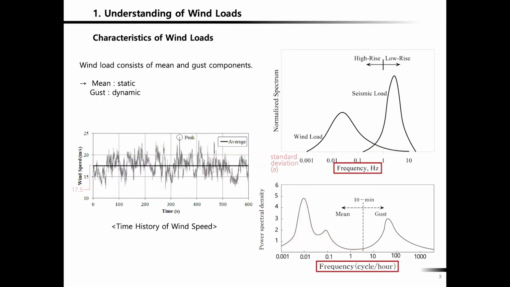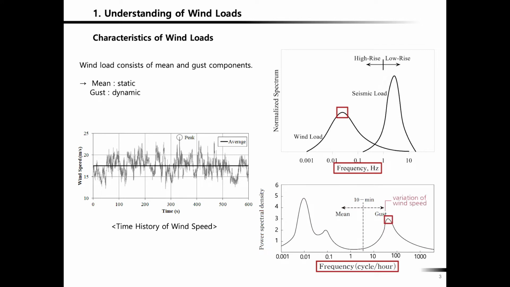And see, this frequency is not the same unit here. It's not hertz. Hertz is the number of cycles per second. This is the number of cycles per hour. So you have to convert the value here to get the value in the bottom graph. If you convert that, you will realize that the peak is located right over there. Okay, and we call that gust.